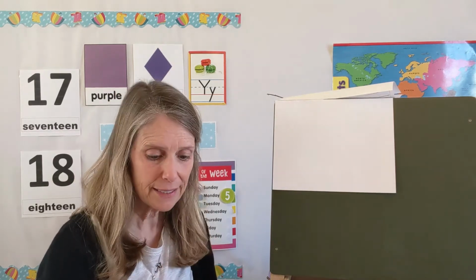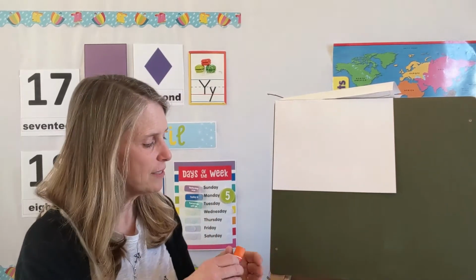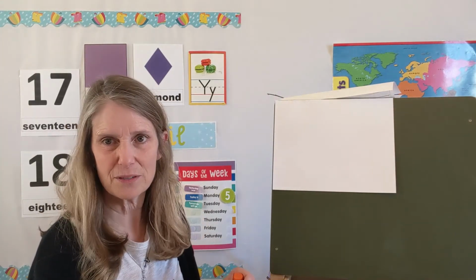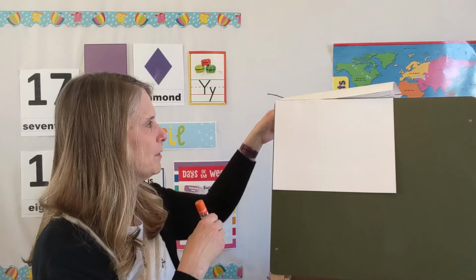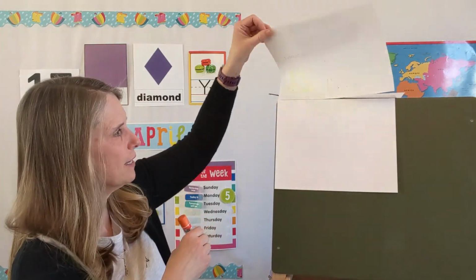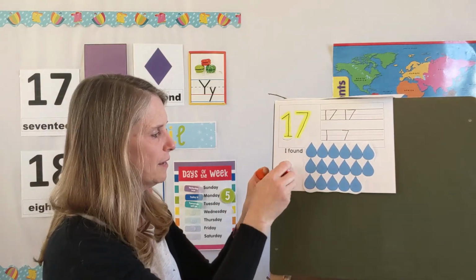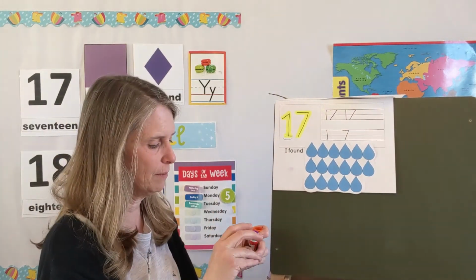But guess what, guys? I guess this is kind of mistake day. I just discovered that I forgot something on my 17 page. Do you guys ever have days like that where you just make a lot of mistakes? They happen to all of us, don't they? I guess I got excited about my raindrops too, and I forgot to put on my 17 that I found, my 1 and my 7. So let me put that up there.